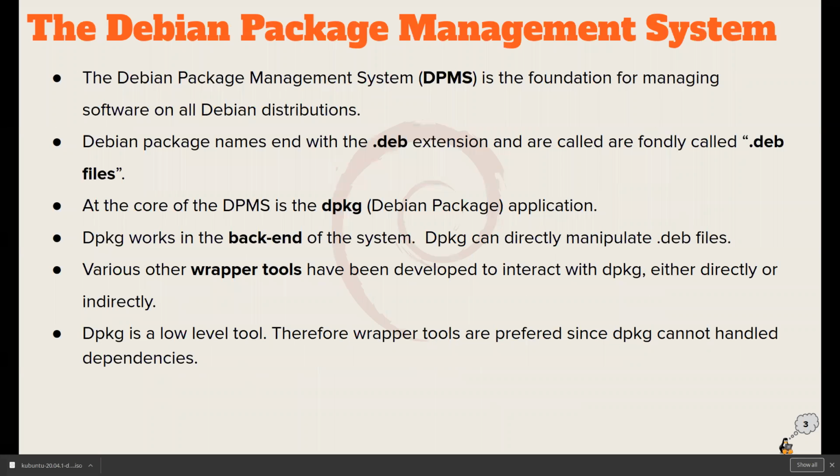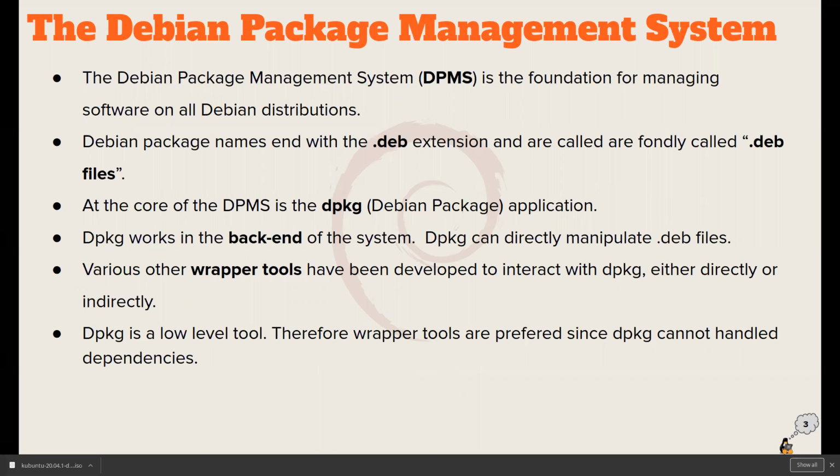The Debian Package Management System, or DPMS, is what we use for installing and managing software. Debian package names end with the extension .deb. All the files that are packages in Debian have that extension.